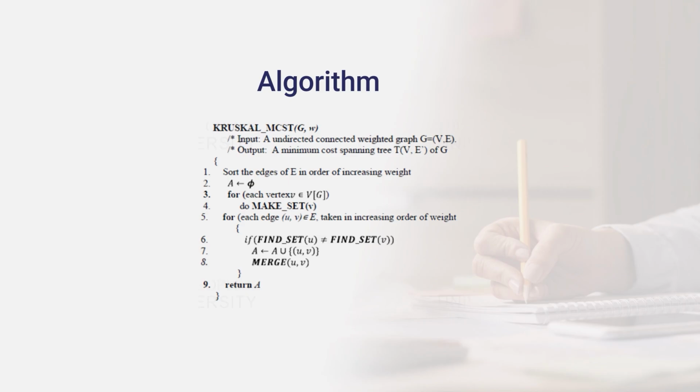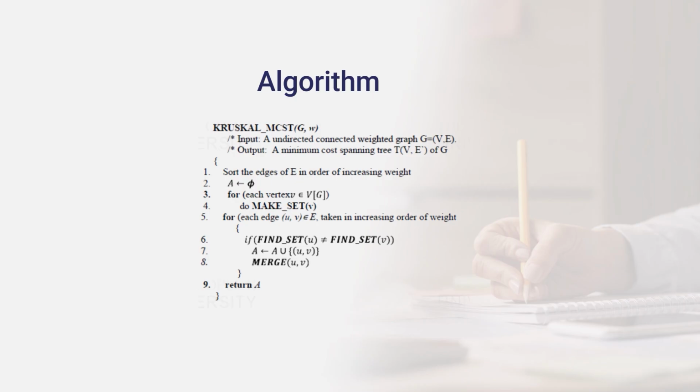Now for each edge (u, v) that belongs to the edges in the original graph, taken in increasing order, you just check find set. If find set u is not equal to find set v, then you can simply add it to the graph and merge u and v. Otherwise, you can directly ignore that and simply go to another edge.